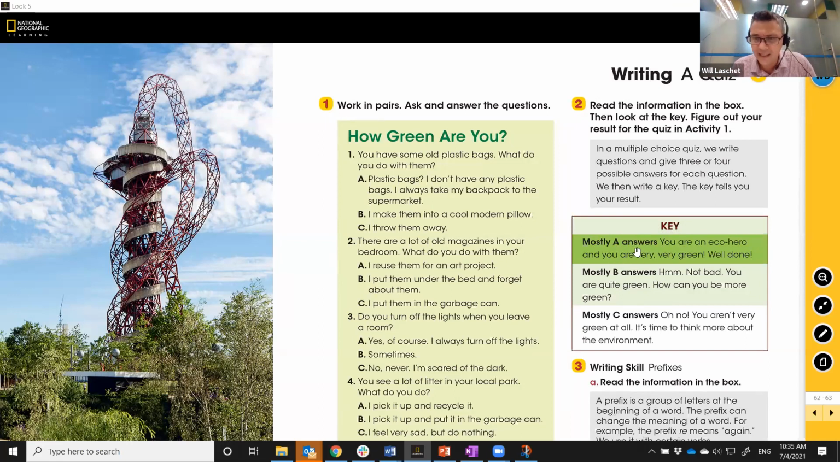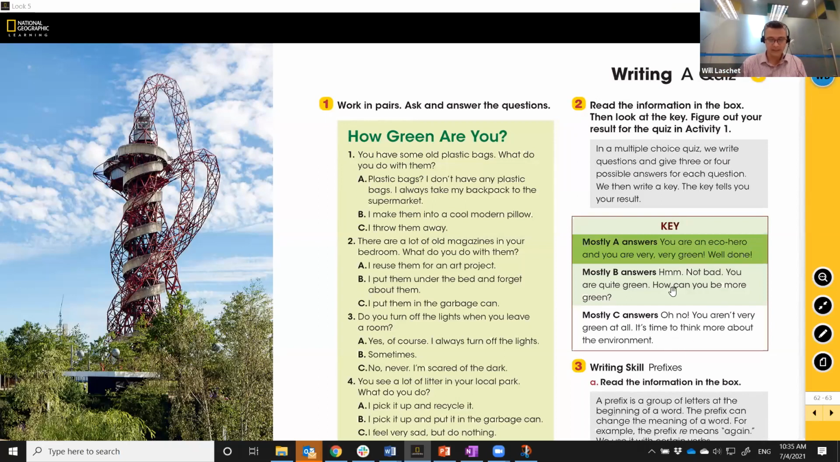Now let's have a look at the way they've done the key. So we've got mostly A's. For us, we had all 3 questions, we had mostly A's. So what does that mean? It means that all of you are eco-heroes. You are very, very green. Well done. If you put B for most of your answers, it says, not bad, you're quite green, but you could be better. How could you be more green? And if you answered mostly C, which was not very many of you, we can say, oh no, you aren't very green at all. It's time to think more about the environment.